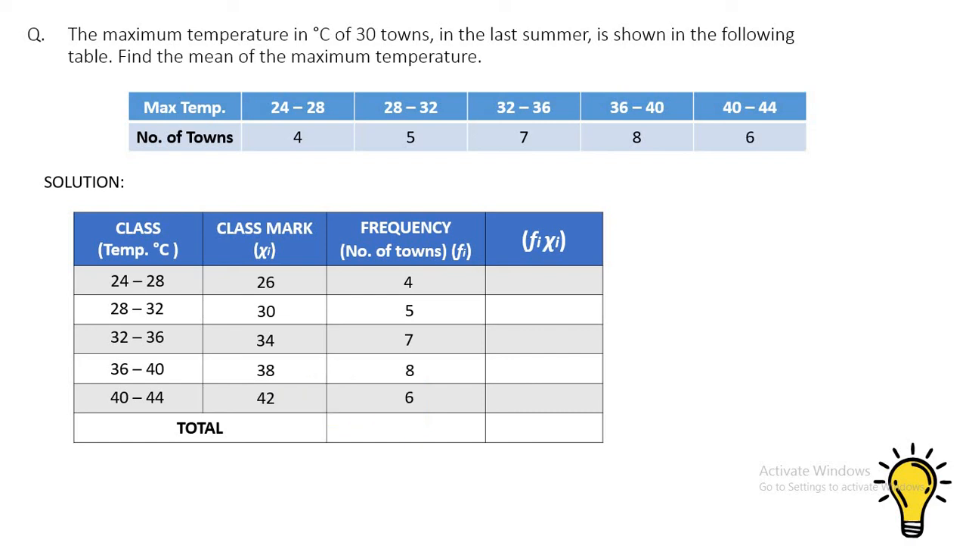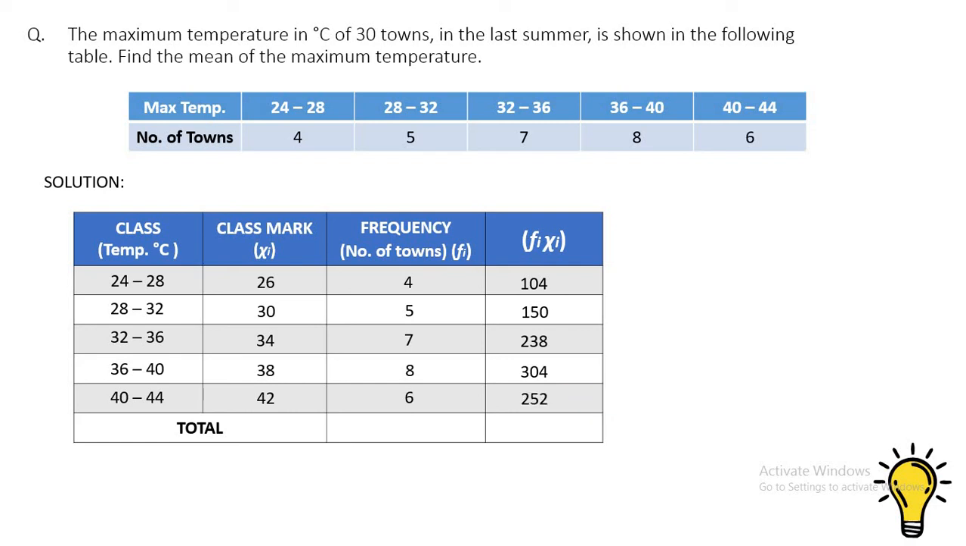Now is that table ready? No, class. We have to find out FiXi. Now what is FiXi? It's just a simple multiplication of the Fi value with the Xi value. Let's go for the very first class interval. That is 26 multiplied by 4 gives you 104. Next, 30 multiplied by 5 gives you 150. 34 multiplied by 7 gives you 238. 38 multiplied by 8 gives you 304. And 42 multiplied by 6 gives you 252.